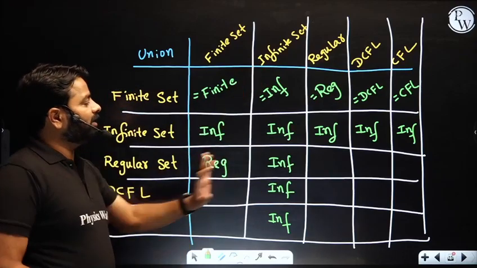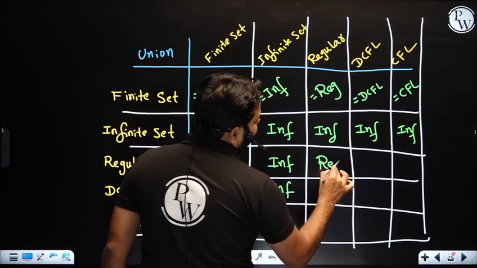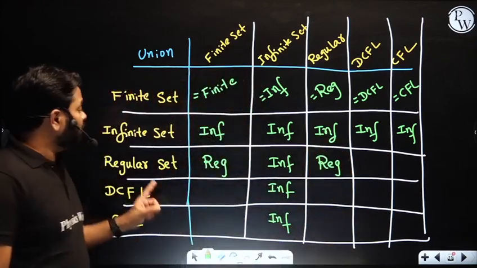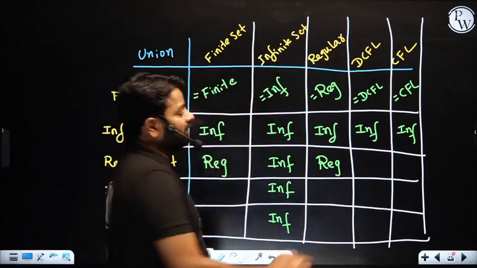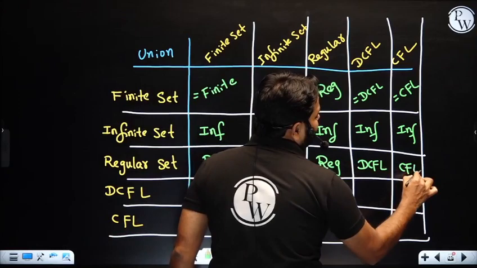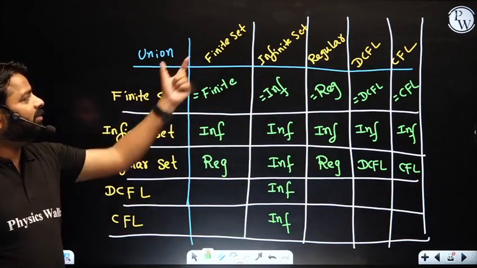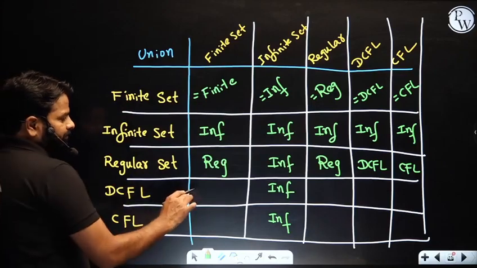Regular union infinite is already done. Regular union regular, no doubt it's closed, so definitely regular. Regular union DCFL is DCFL. And regular union CFL is CFL. Okay. Now DCFL union finite, what is it?